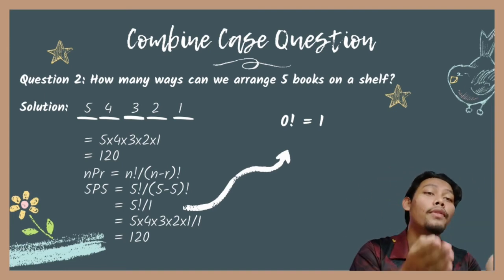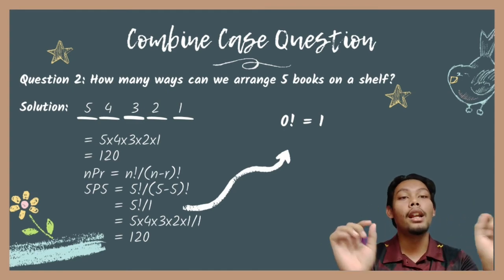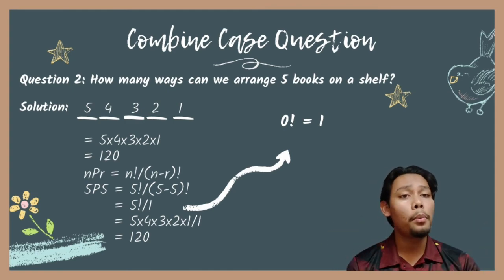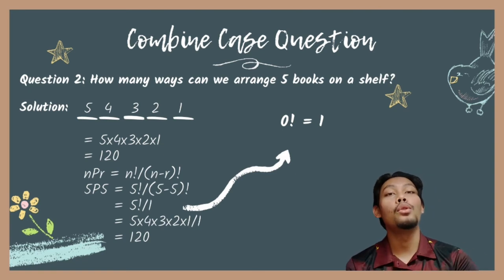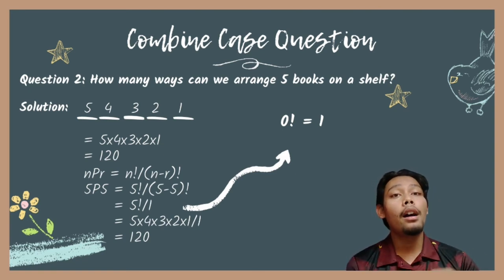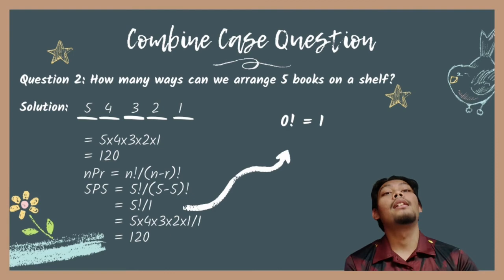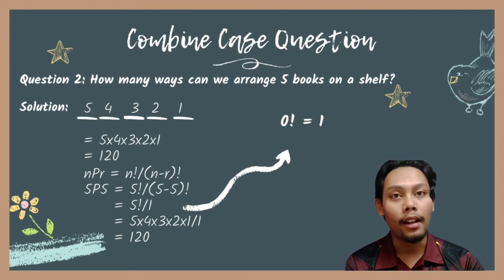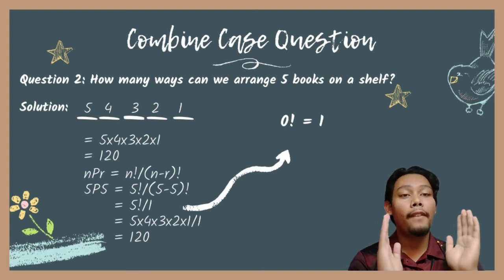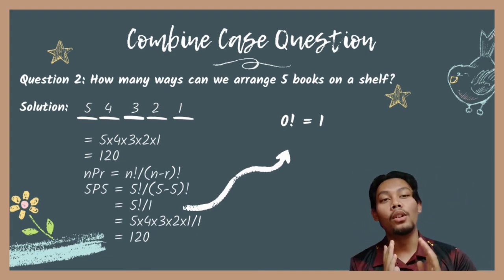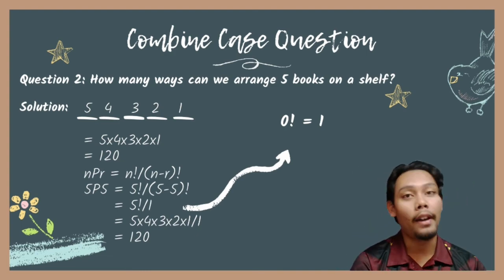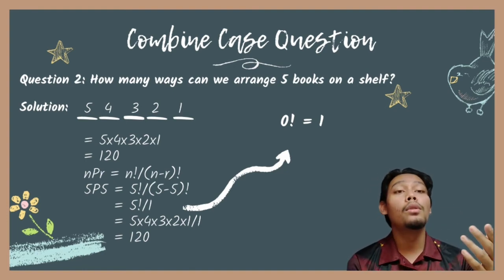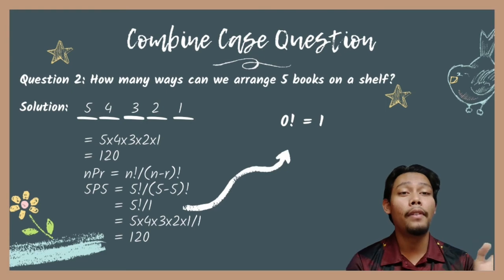So how do we write the calculation? Like I said before, if you want to find permutation, you need to use nPr. nPr is equal to n factorial divided by (n minus r) factorial. Okay, so we have 5 books and we take 5 books. So it will be 5P5, and it is equal to 5 factorial divided by (5 minus 5) factorial.